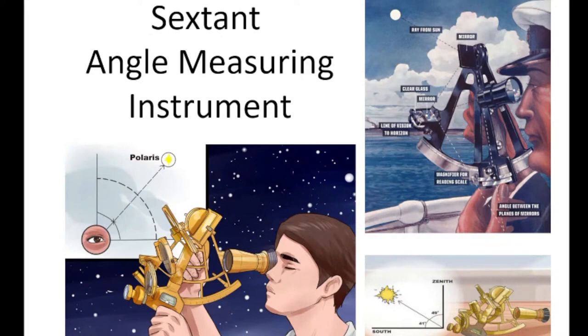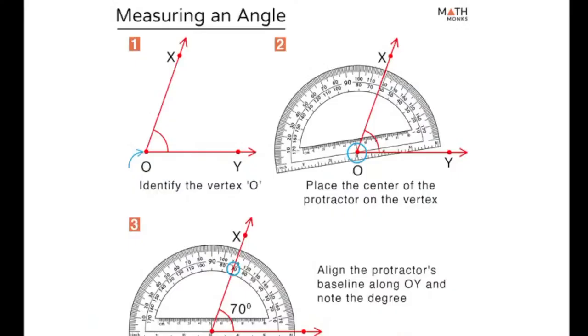So what's an angle? When you measure an angle, you need to identify a vertex. So here, as you can see, step one is vertex is O. Step two for measuring an angle, place the center of the protractor on the vertex. Step three: align the protractor's baseline along OY and note the degree. This is exactly what's taking place.